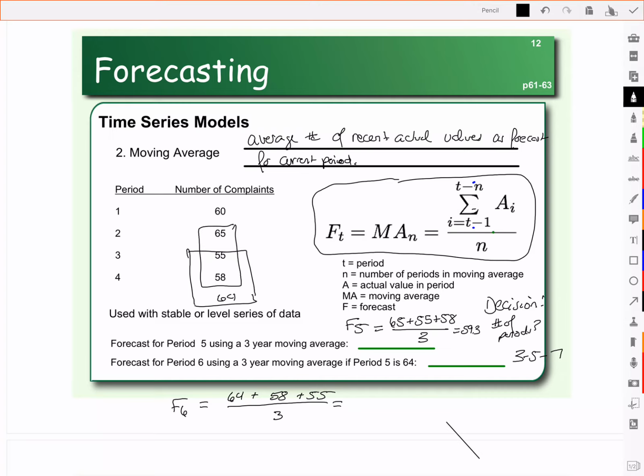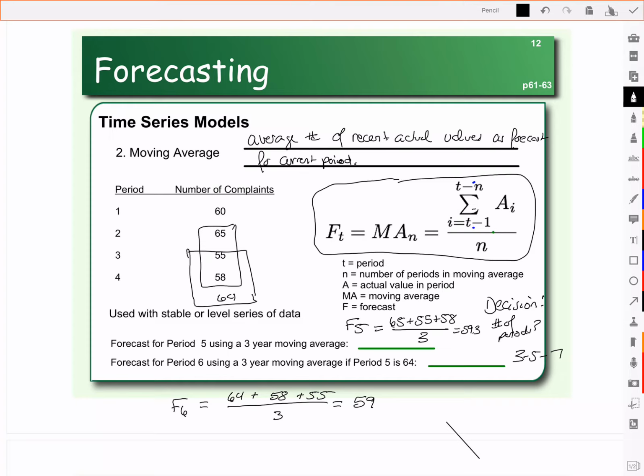Plus 55, and we get 59. So our forecast for period 6 is 59. Now, how far into the future are we forecasting? Notice that to forecast period 5, we need to know period 4. To forecast period 6, we need to know period 5. So right now with this moving average, we're only actually forecasting 1 period into the future, 1 year in this example.